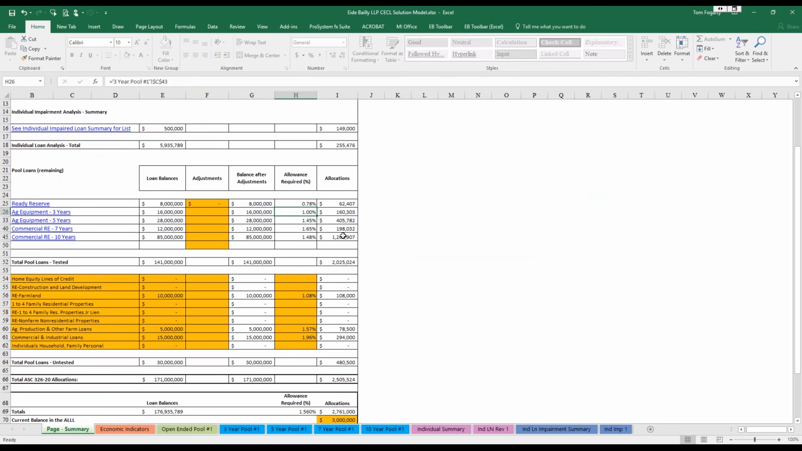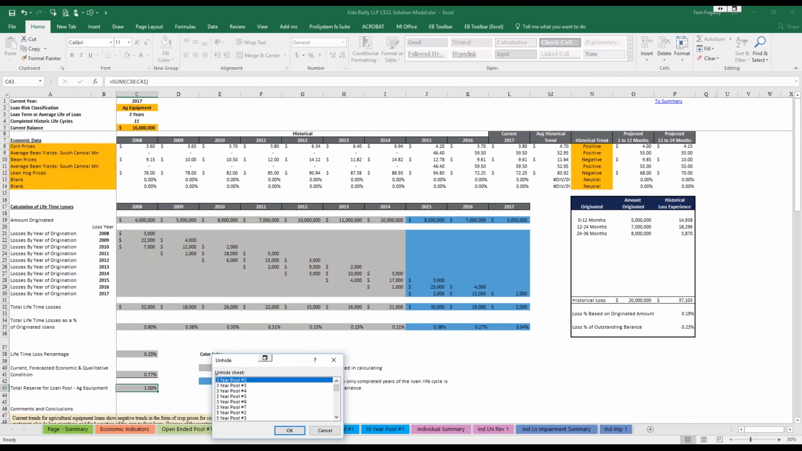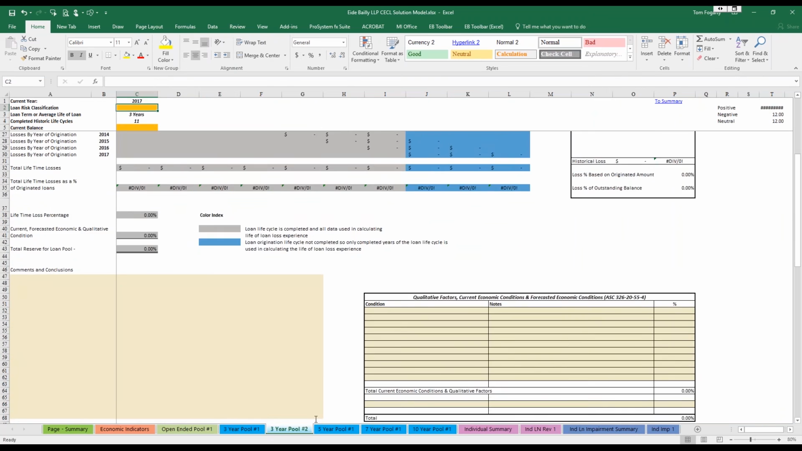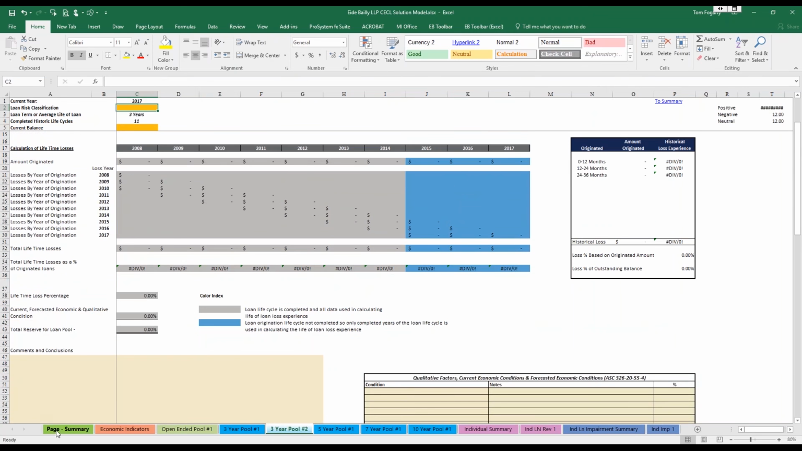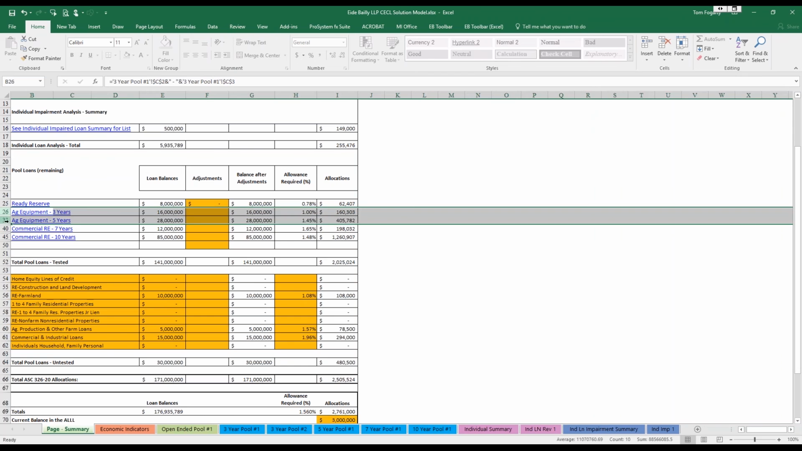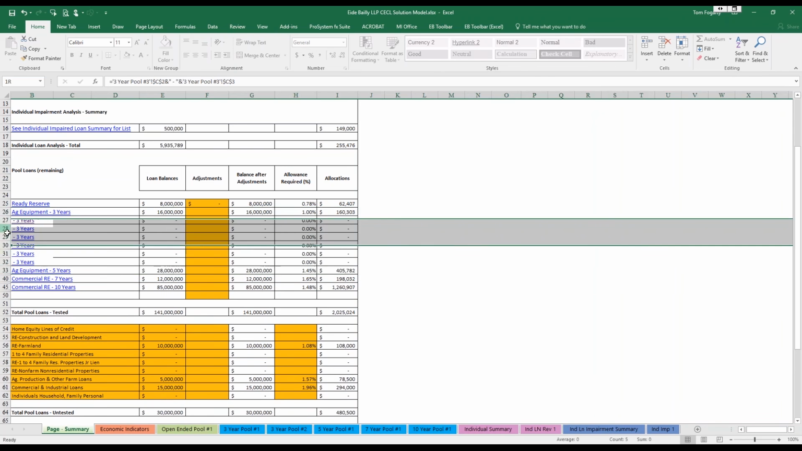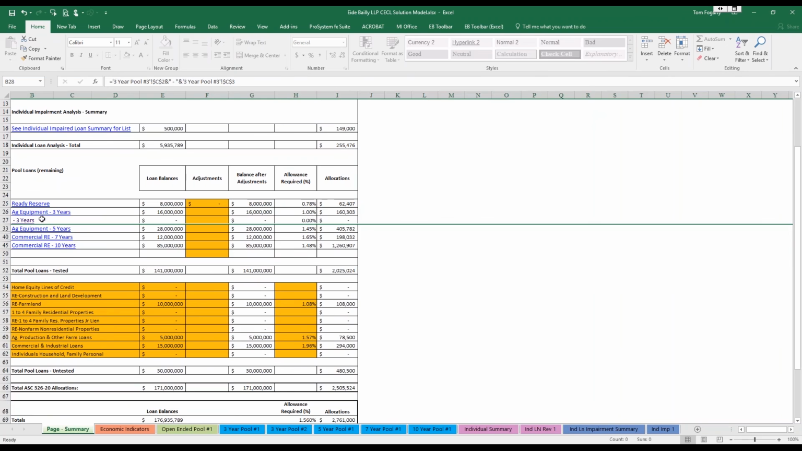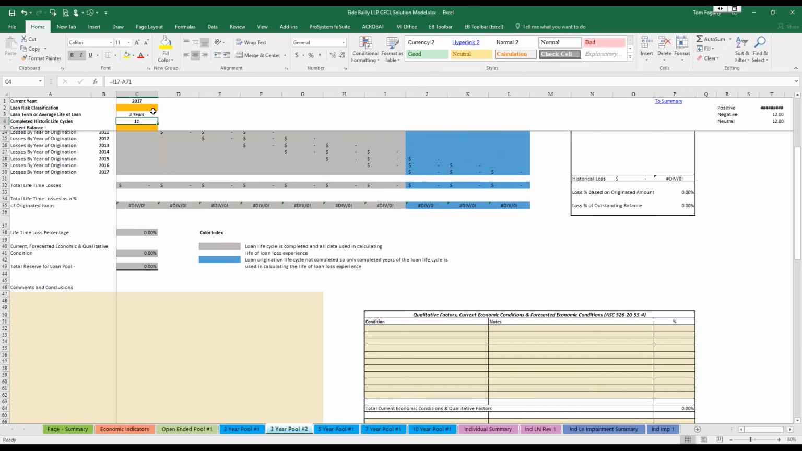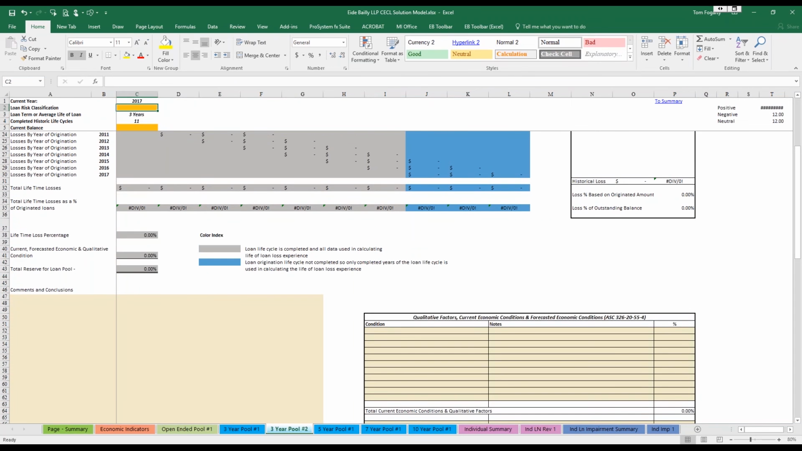You may add additional loan tabs by simply unhiding one of the many pre-formatted tabs, and also by unhiding the corresponding row on the Page Summary tab. Just enter the loan risk classification name at the top of the new tab, and bam! You are ready for your next loan pool.